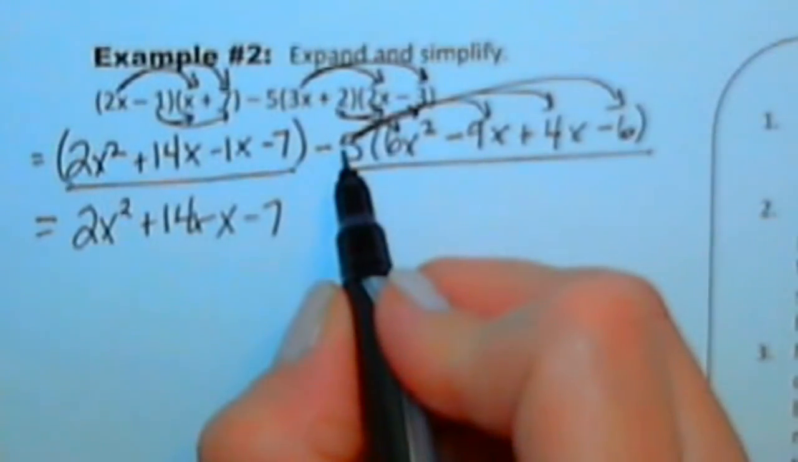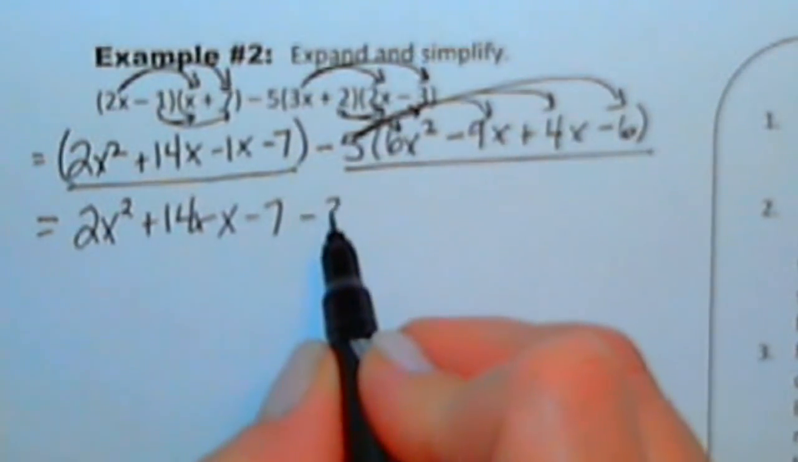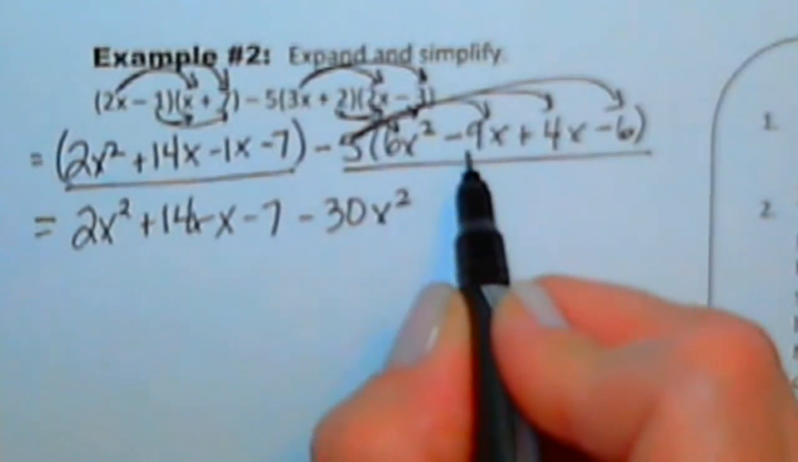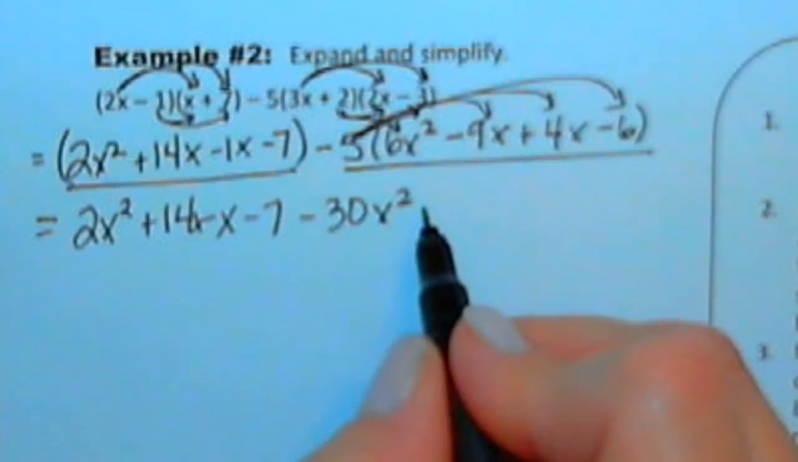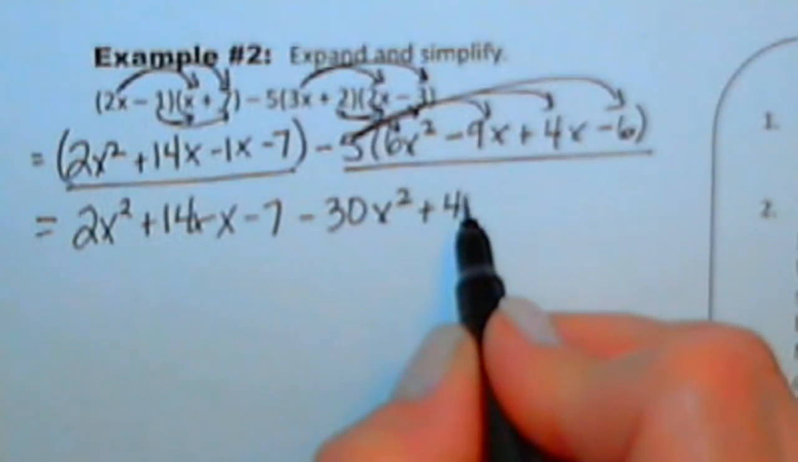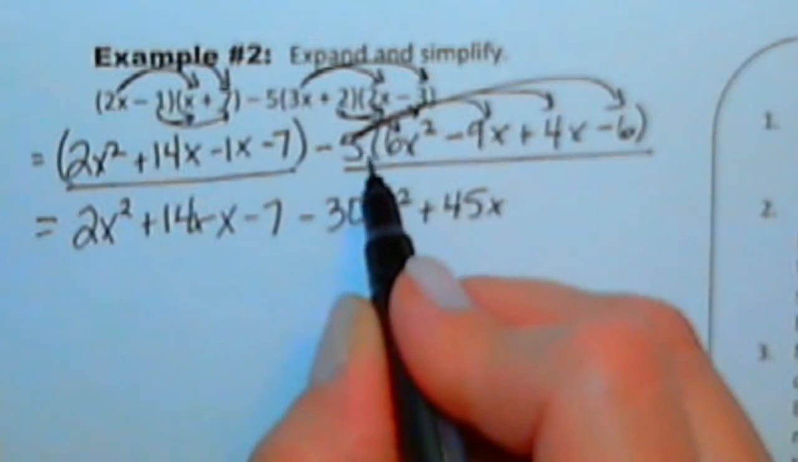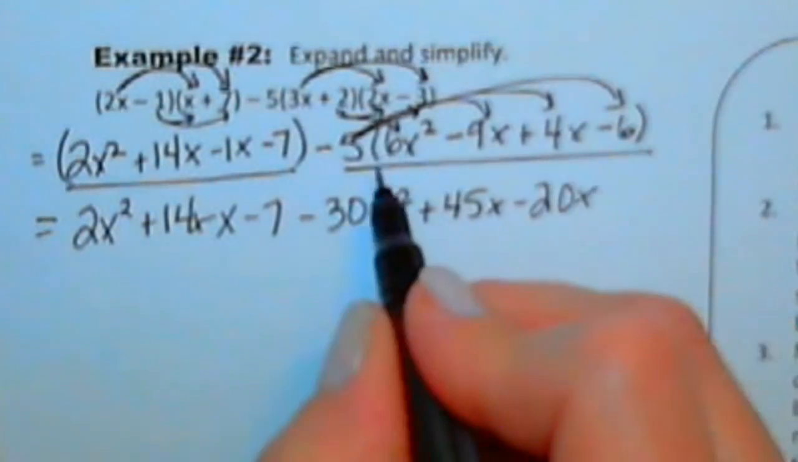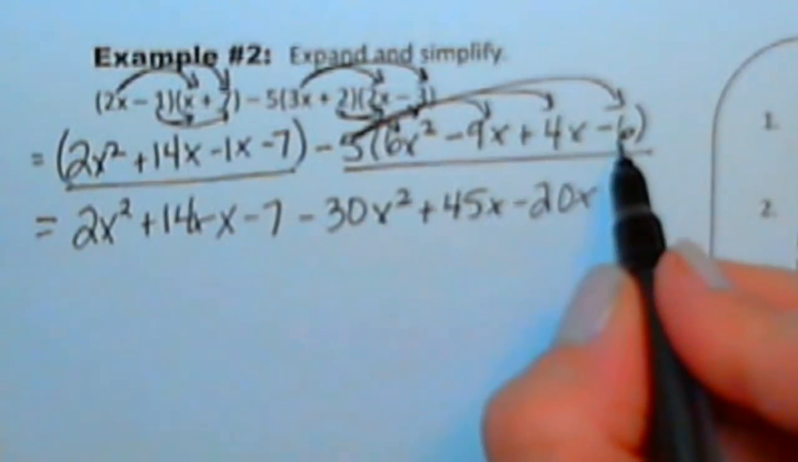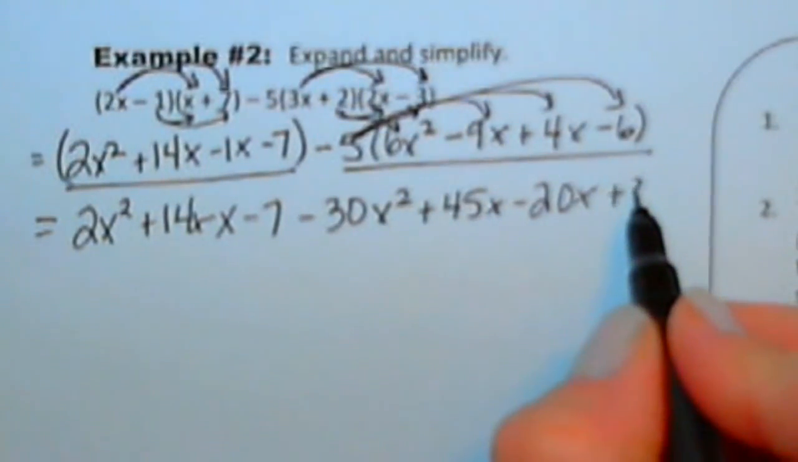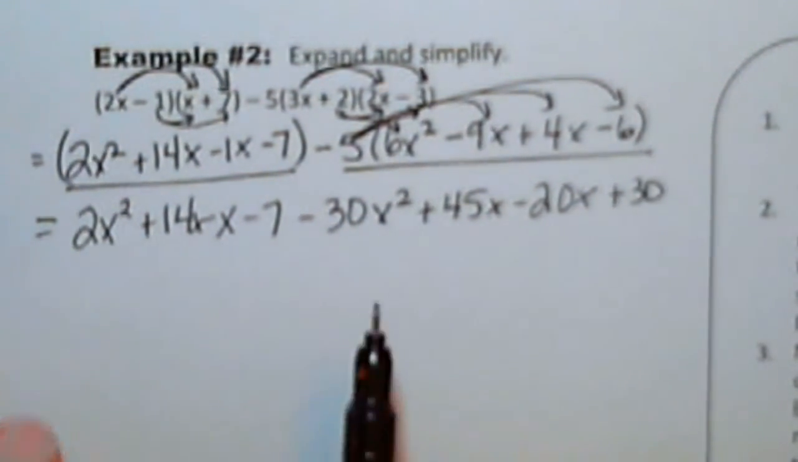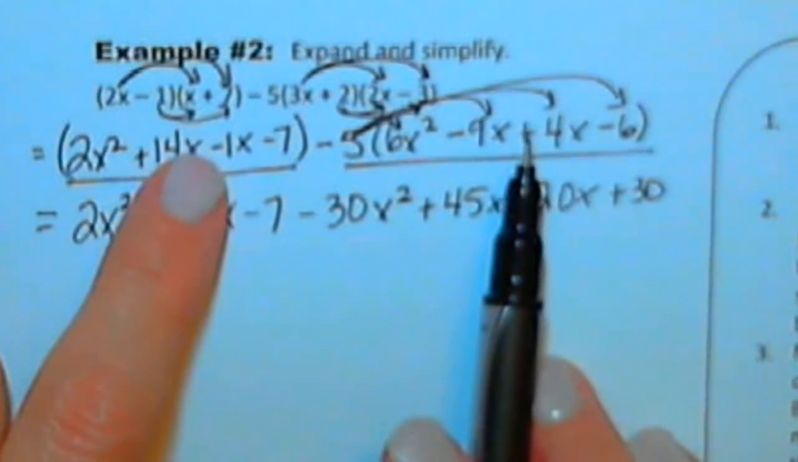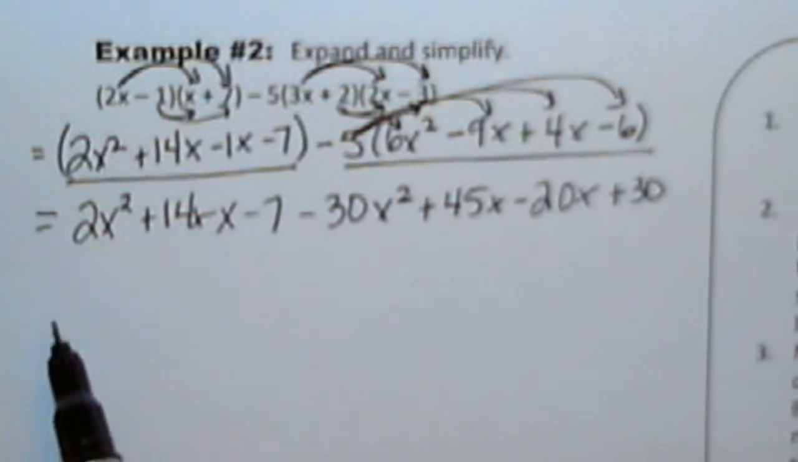and that. So minus 5 times 6x is minus, or 30x squared. Minus 5 times minus 9x is positive 45x. Minus 5 times 4 is minus 20x. And minus 5 times negative 6 is positive 30. It probably would have been a good idea at this point to actually simplify before I did that, but it's not going to make any difference.